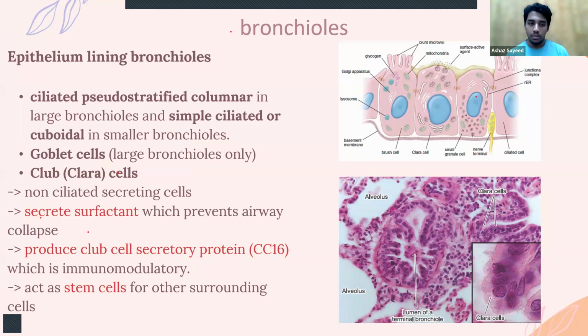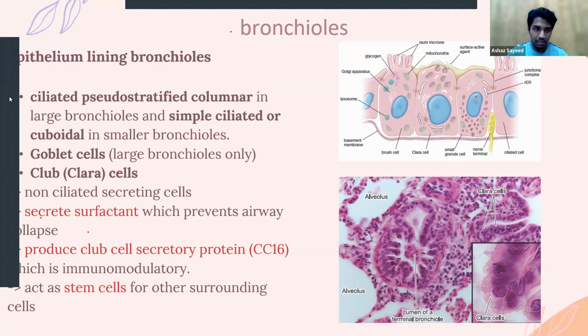The epithelium which lines the bronchioles: you're gonna have ciliated pseudostratified columnar cells in the larger bronchioles, and once you reach the smaller bronchioles, it's gonna be simple ciliated columnar or cuboidal. Goblet cells are present only in large bronchioles. They are gone in small bronchioles, and these are very important cells. Again, a previous year question has been asked from you.